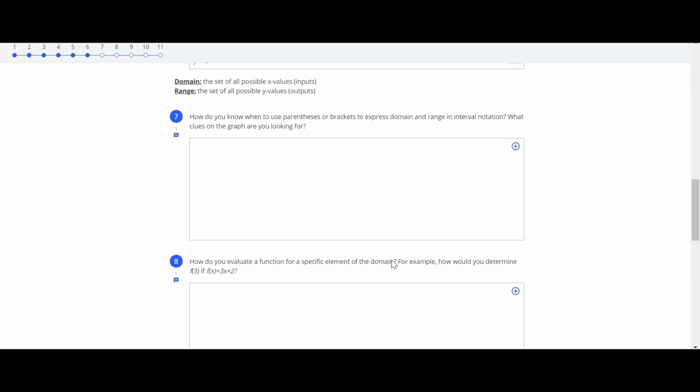All right, number 7. Domain is a set of all possible x values, inputs, and range is a set of all possible y values, outputs. So how do you know when to use parentheses or brackets to express domain and range in interval notation? What clues on the graph are you looking for?